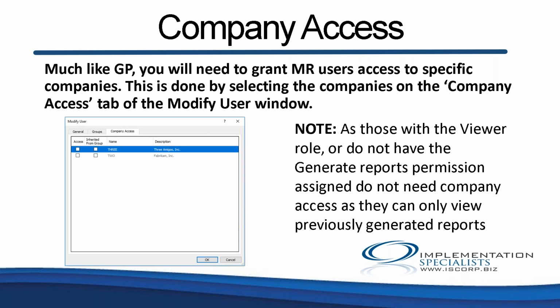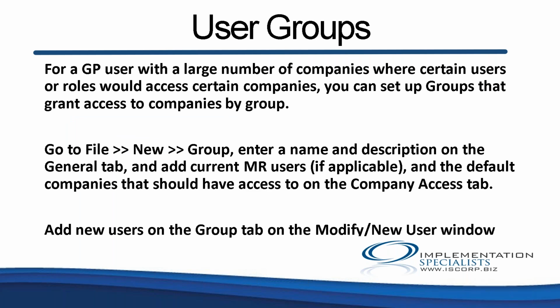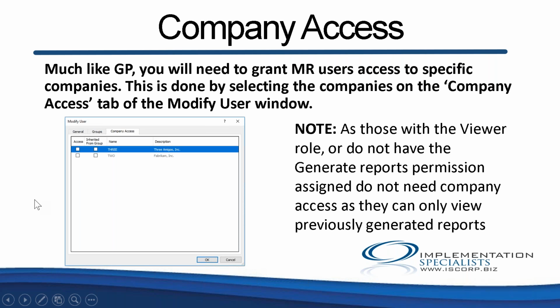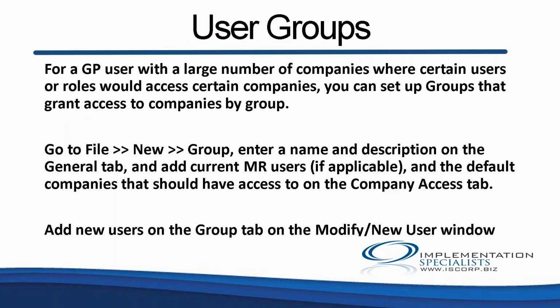So when they come in here, they're not going to need access to it because the reports generally should already be pointing to a company or companies, and then they can just run those. And that's pretty much here. And then you'll see this column here, inherited from group, and that is what we'll cover here.